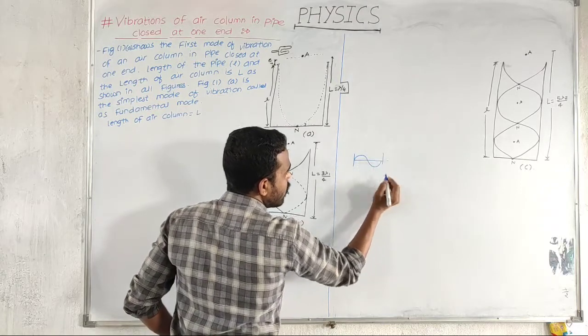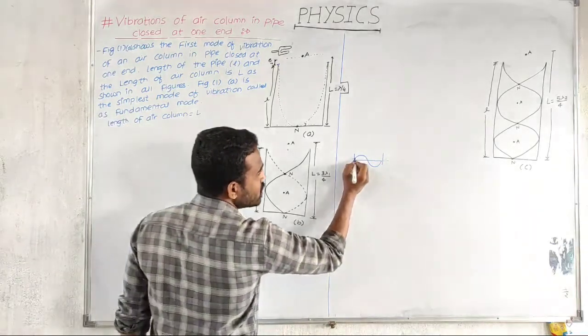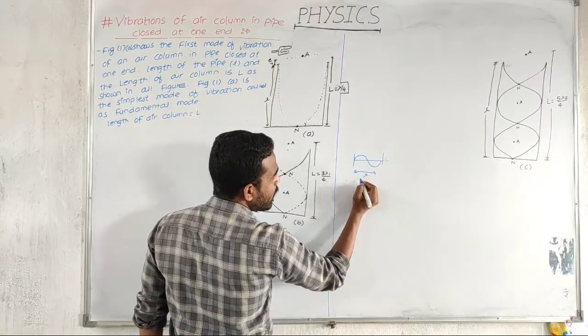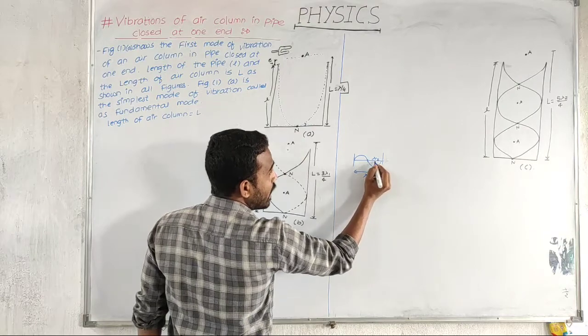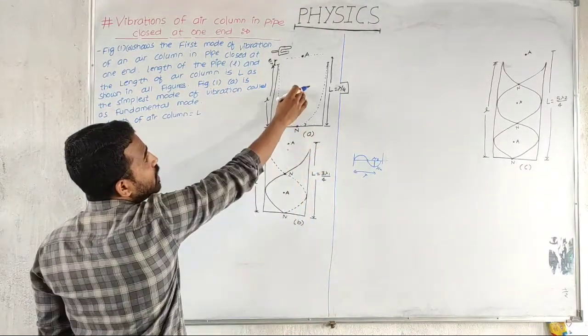So this is wavelength. Wavelength is the distance traveled by the wave to complete one oscillation. So one oscillation in total is lambda. Half of this is lambda by 2, and half of this is lambda by 4. Half of this one loop is half of a loop.